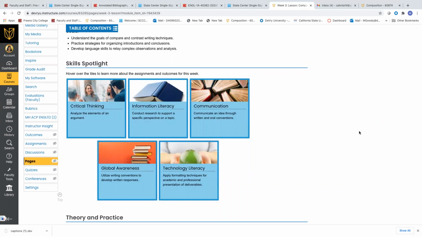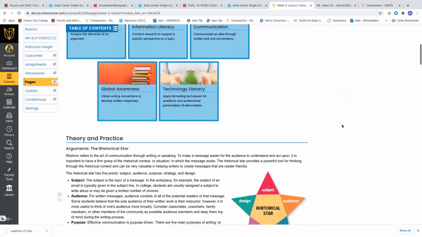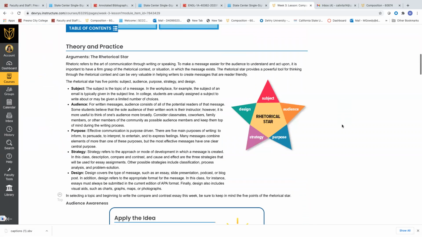So we are talking about the rhetorical star. Let me just bring it up so you can see it. This star is in your textbook. I know you have seen it because it is on the first page of the textbook where everyone can see. So rhetoric refers to the art of communication through writing or speaking.